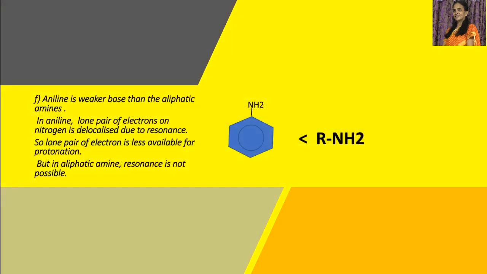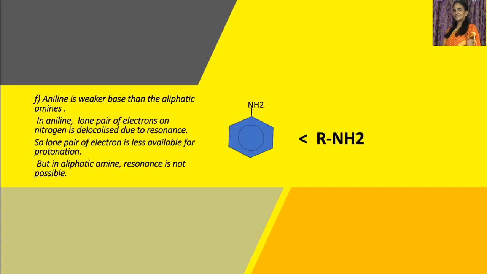Okay. Now next one is about aniline. Aniline and ammonia comparative basic nature. Let's consider the basic nature of aniline and ammonia. Aniline is a weaker base. You see, aniline, this is C6H5NH2, a weaker base than aliphatic amines, RNH2.